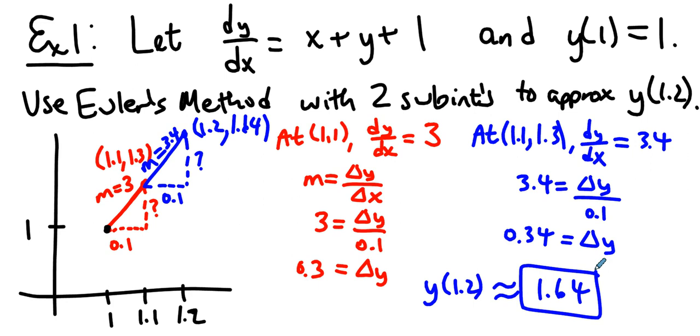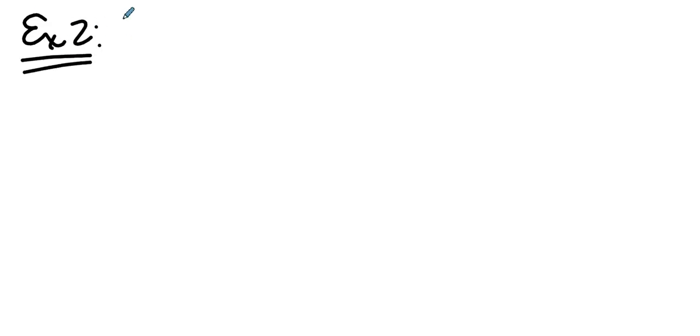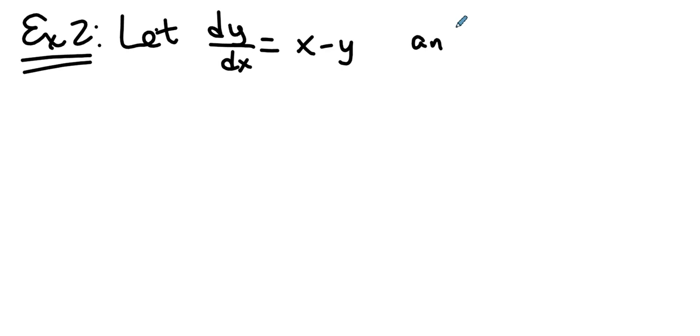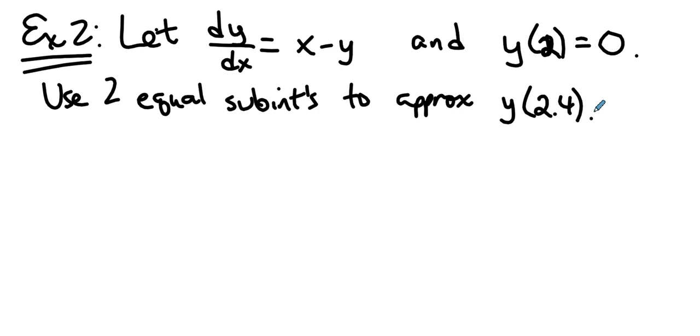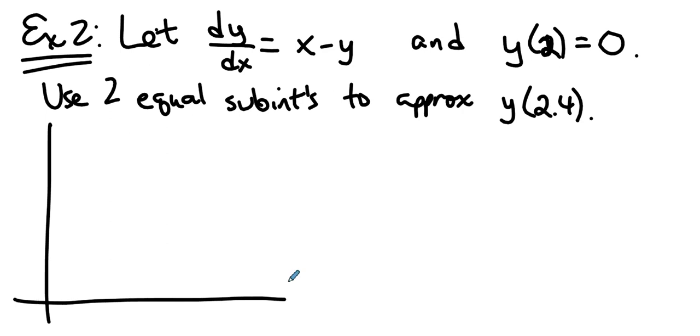This is how we use Euler's method. This is how we do it. I will demonstrate with a second example. Again, to set up Euler's method, you need a differential equation. In this case, we're going to choose x minus y. And we'll let y of 1 be, I don't know, 0. And then we're going to use 2 equal subintervals to approximate. Let's make this y of 2 equal to 0. And let's approximate y of 2.4, just so it's not the same thing as before. So again, grossly not to scale. Here's 2. Here's 2.4. 2 equal subintervals dictates that. So we start here at (2, 0).